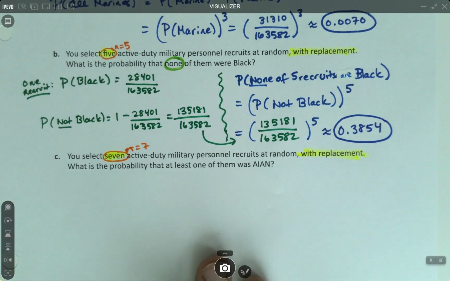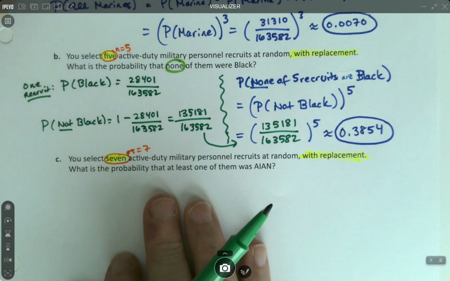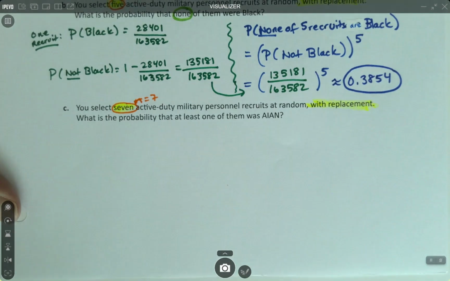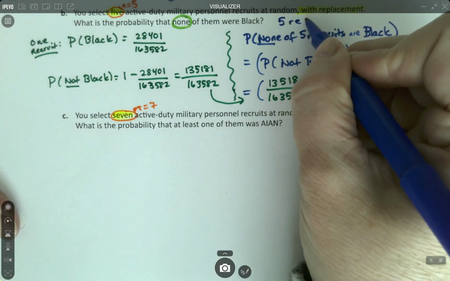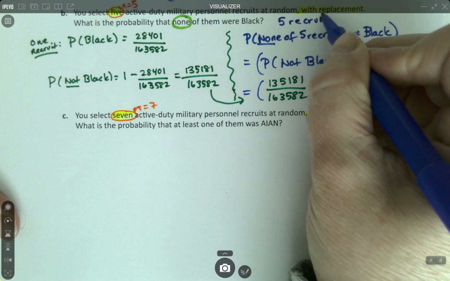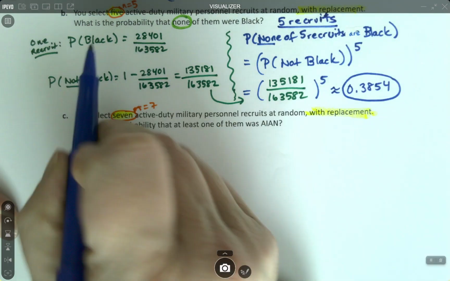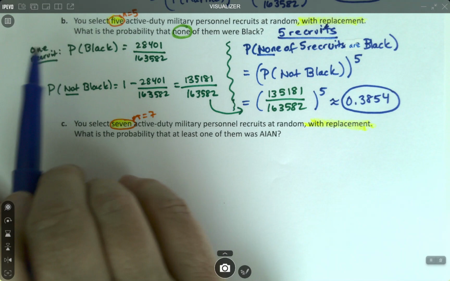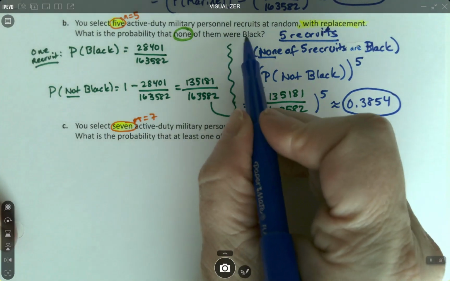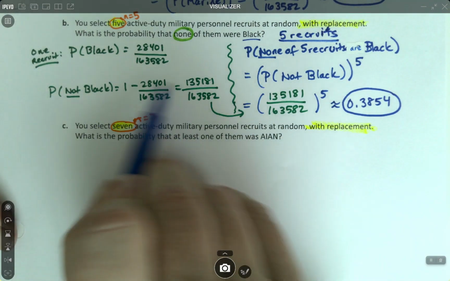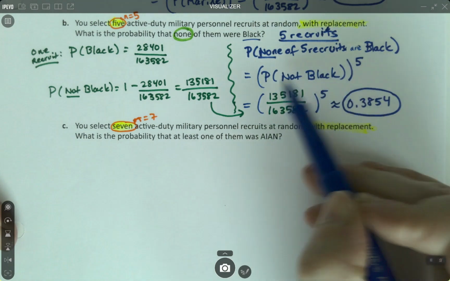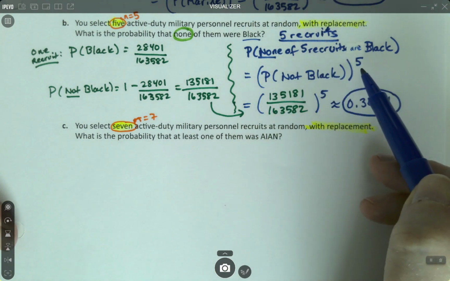Okay. So this is work that you have to do for 1 recruit, and over here is for 5 recruits. That's the difference between the two. So this side is 1 recruit. It's kind of preamble work. You've got to find the probability of black, then you find the probability of not black. Then you go figure out the probability of not black to the 5th power.